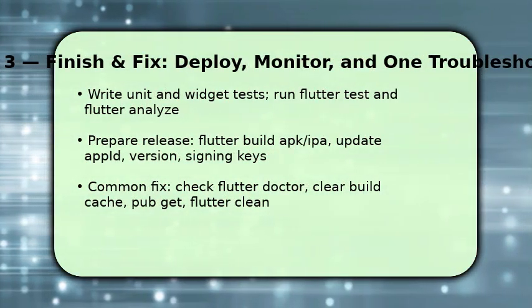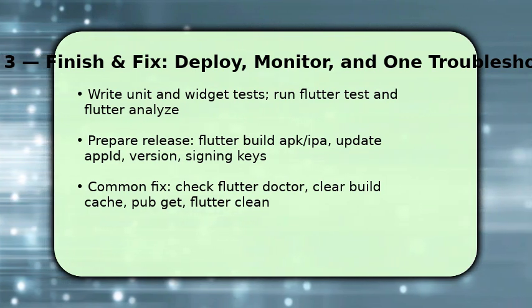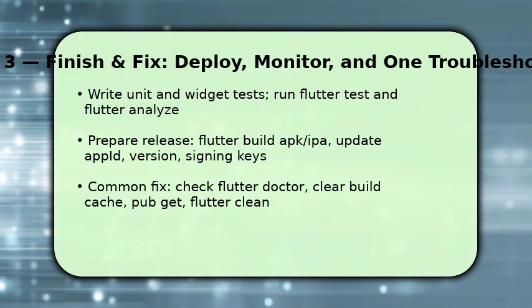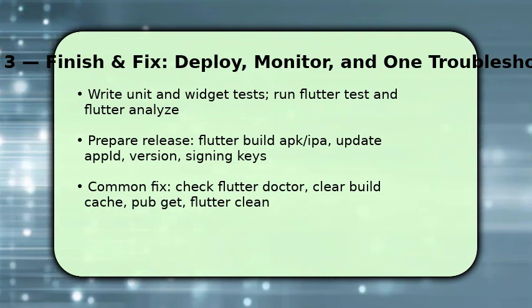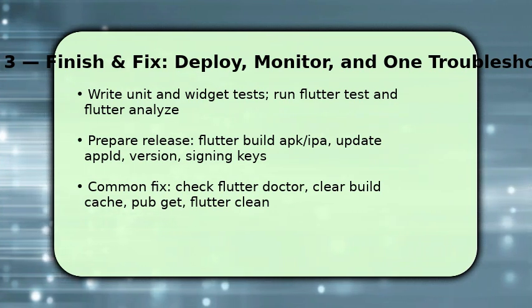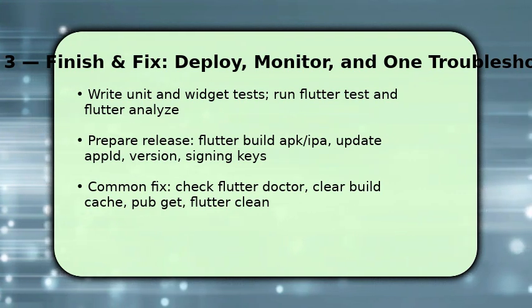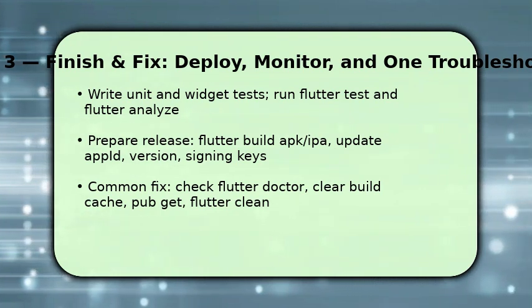Write unit tests for logic and widget tests for UI, then run flutter test and flutter analyze to catch issues early. Once green, bump the version and app ID, configure signing for Android and iOS, then run flutter build appbundle or flutter build ipa for releases. Make sure to run pub get and optimize assets and obfuscation as needed.